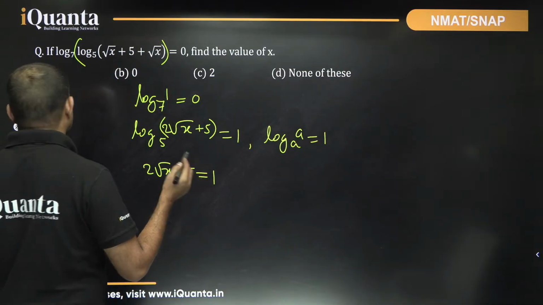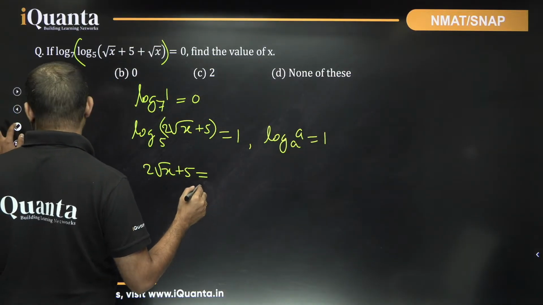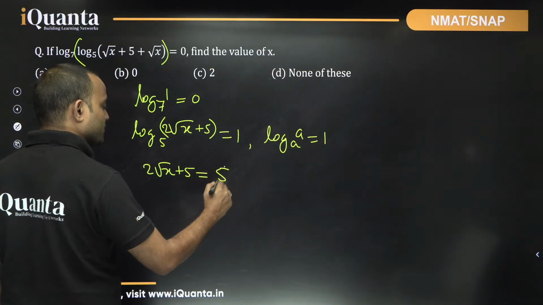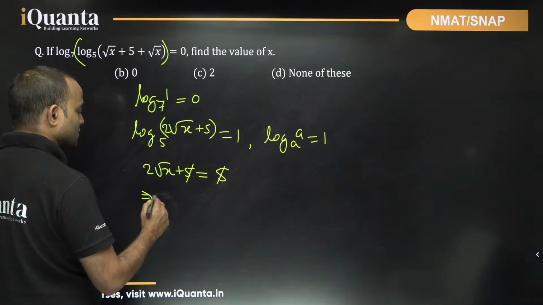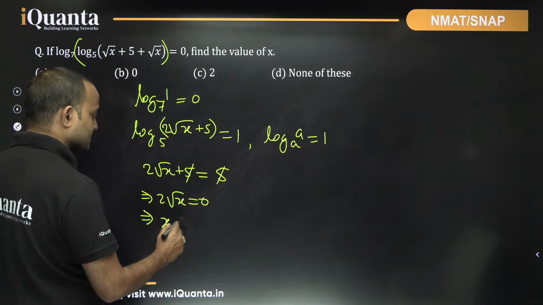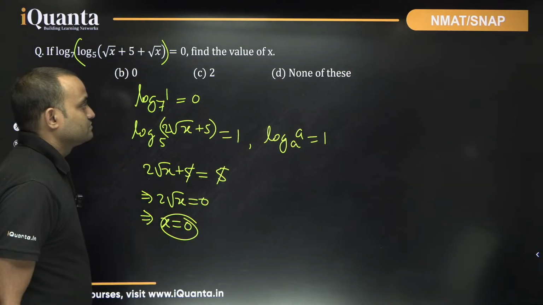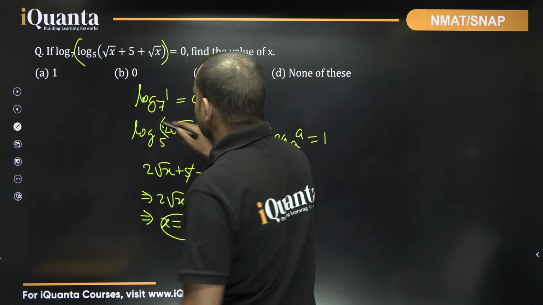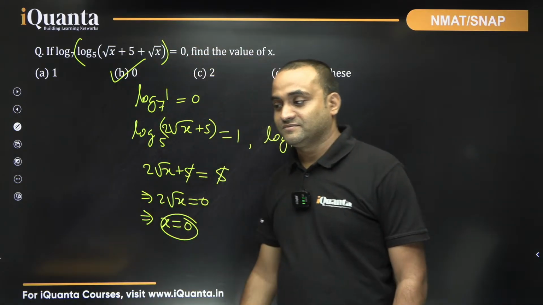So if this is equal to 5, not 1, and if this is equal to 5, 5 cancelled out, we can say 2 root x is equal to 0 or x is nothing but 0. So that is correct. Answer is option B.